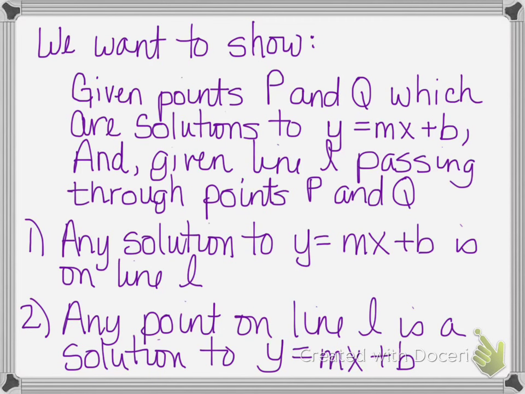And if we can show those 2 things, then we will know beyond a shadow of a doubt that the graph of y equals mx plus b is the line passing through any 2 solutions to y equals mx plus b. So that lets us know that we only have to find 2 points on the line in order to graph it, and that the graph will be a line for any value of x and y. Okay, so let's move ahead with that proof.